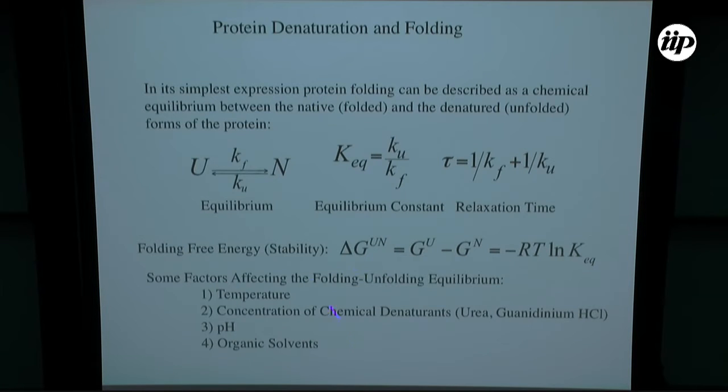And you can do this in many different ways. I'm going to be talking a lot about chemical denaturants first, because that's very commonly used in protein folding, and then about temperature.